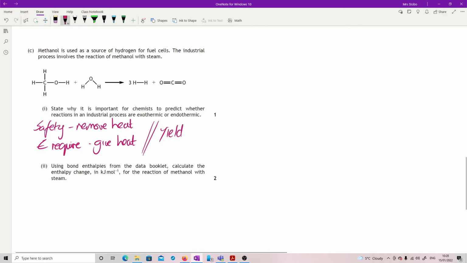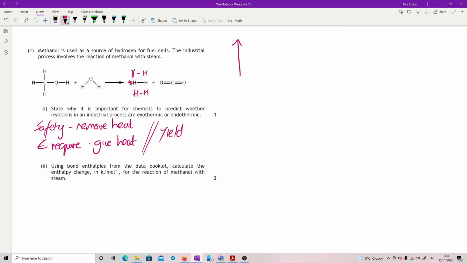Okay, using bond enthalpies from the data booklet, calculate the enthalpy change in kilojoules per mole for the reaction of methanol with steam. Now, again, I think they've been relatively nice because they've given you all of the data in terms of which bonds, they've drawn them out for you. And generally that's how I would probably draw them out, or I might have drawn the 3 there just so I could see them clearly.